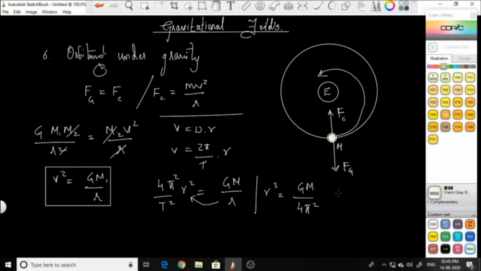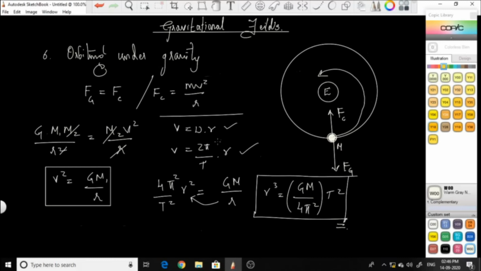Here the cube of the radius is directly proportional to the square of the time period of the planet or the satellite. This is an important relation which we usually see in a lot of competitive examinations and also JEE Mains. From this equation itself we can find out a lot of other things. If they ask for the relationship between angular velocity and time period, or even the radius, once we know the equations, we can switch to any parameter we want. So this is the end of our gravitational fields topic.